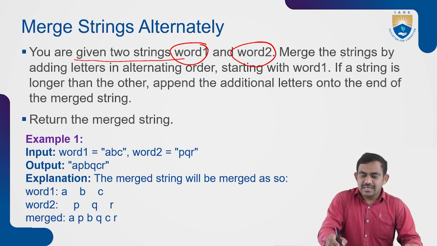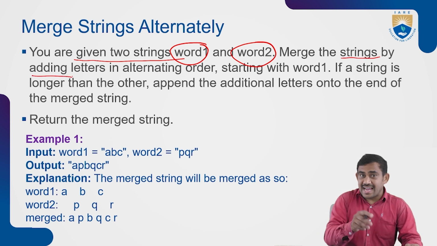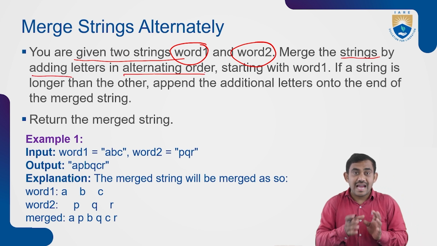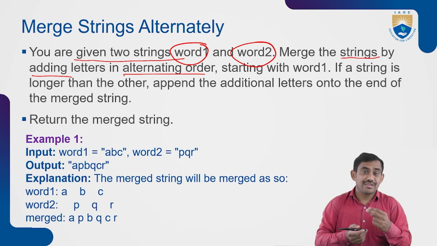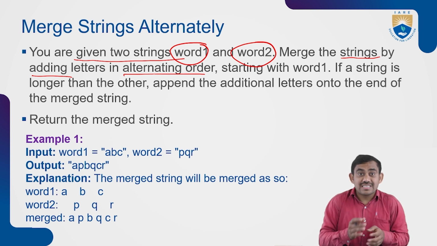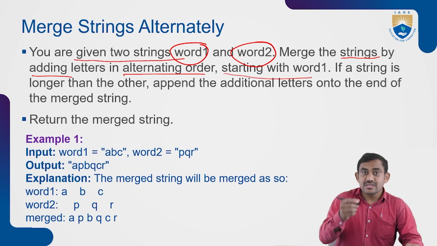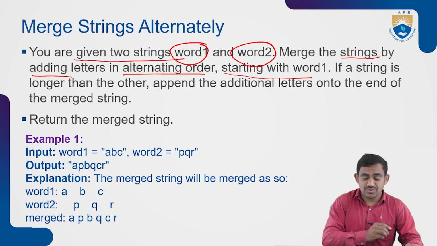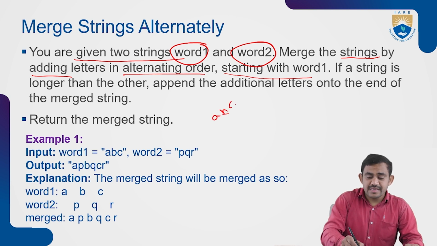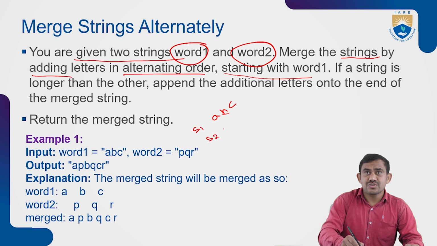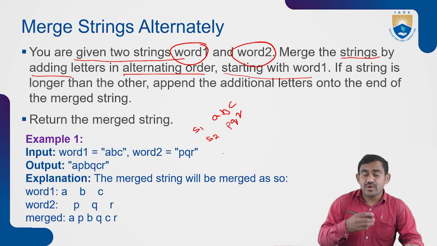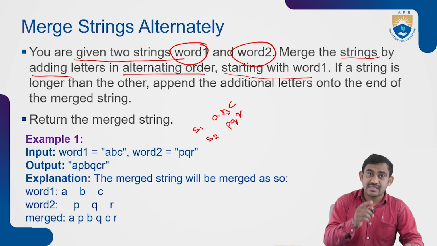Next, we need to merge the strings. That means we need to add the strings alternately. If we have two strings, I need to add those strings alternately. Alternately means, check the conditions again: start with the first word. Suppose string 1 is A, B, C and string 2 is P, Q, R. These are the two strings. Now I want to merge the two strings alternately, starting with string 1.